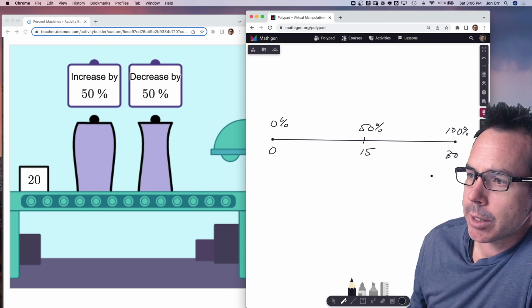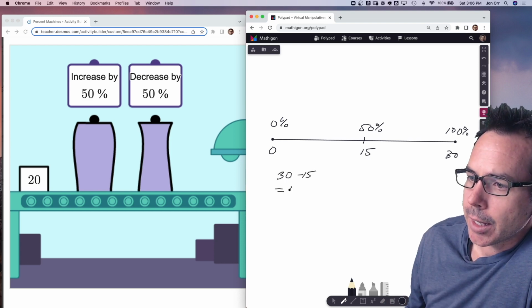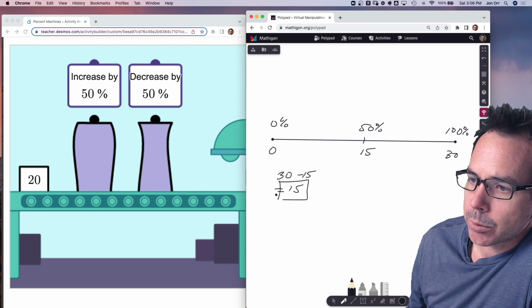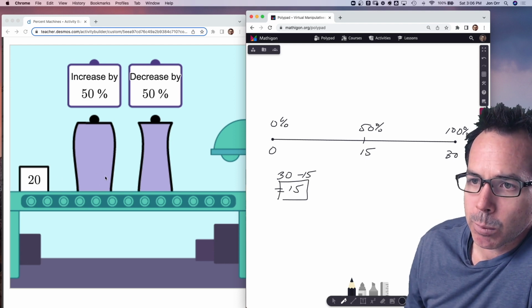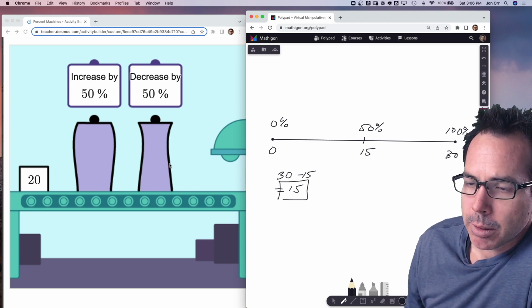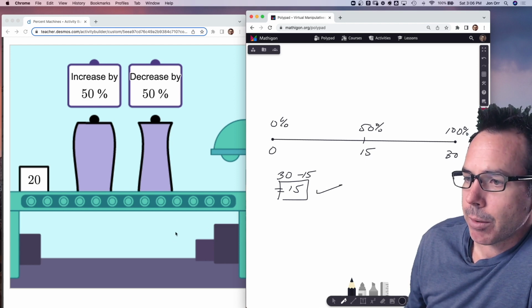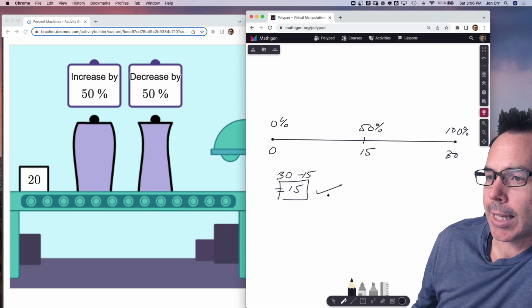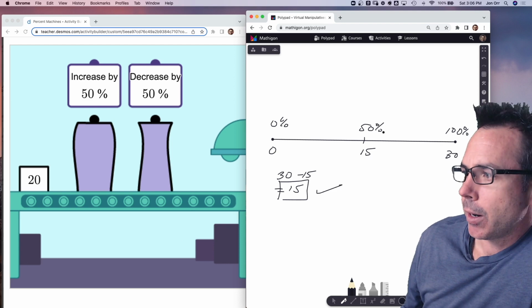So now I'm going to decrease my number by 15. I'm going to take 30 and subtract 15, and I get 15 back. So 20 went in, it increased by 50%, and then it decreased by 50%, and I get 15 out. So I don't get 20 back. I actually get less. So the important part is using the model.